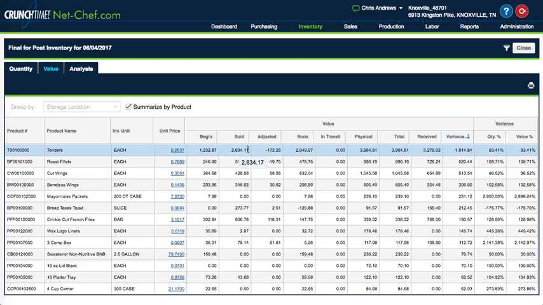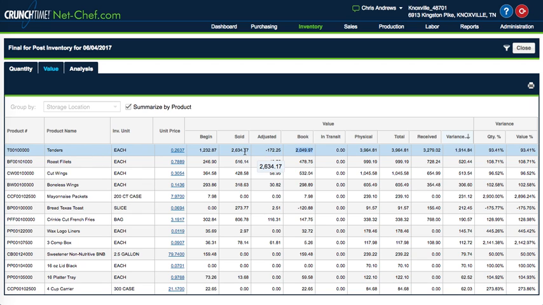Sold is how much the system thinks that we sold, how much we ran through our registers. Adjustments can be a number of different things. Typically this is waste. So we're saying that we wasted $172, or about two cases' worth of chicken tenders. Our book value is how much the system thinks that we should have in our inventory. So basically what the book value is going to be is what you started with, what you received, those two added together, minus what you sold and what was adjusted out.